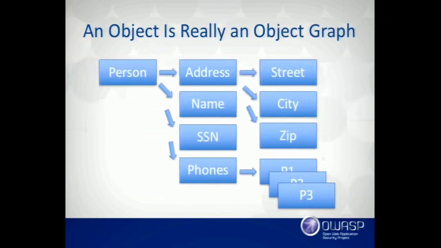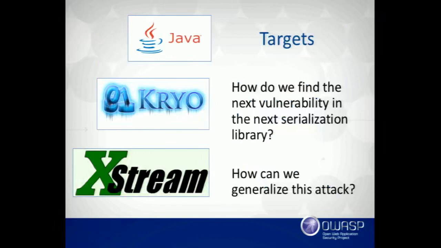One thing I want to make clear is that when I say I want you to deserialize an object, you're really deserializing an object graph. Most real-world objects have a complex model. So this is going to come in handy for us. These are some of the popular deserialization libraries, and they're going to be our targets today. We're going to assess these deserializers using my framework and find out the best ways to attack them.